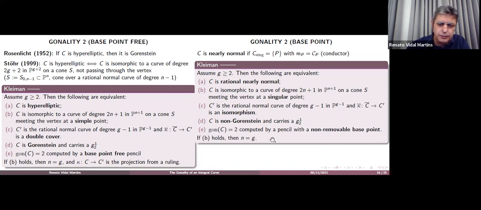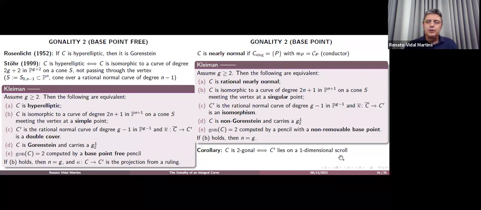So we can gather this to have a corollary, which is interesting in some sense. C is 2-gonal if and only if C prime lies on a one-dimensional scroll. So we have that, I mean, the same result for trigonal curves holds also for gonality 2. C is 2-gonal if and only if C prime is a rational normal curve. But a rational normal curve is a one-dimensional scroll. Okay.